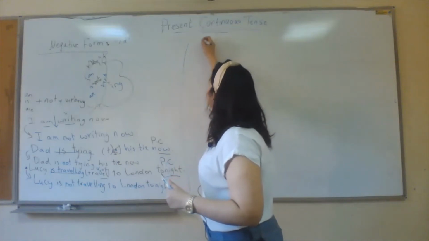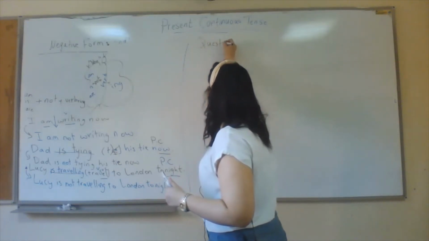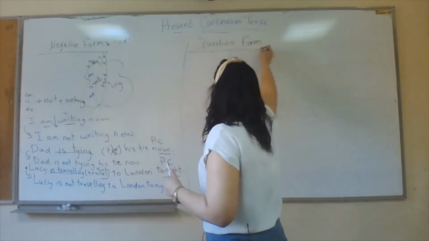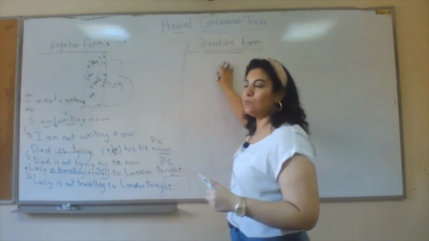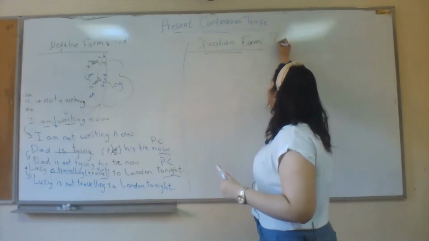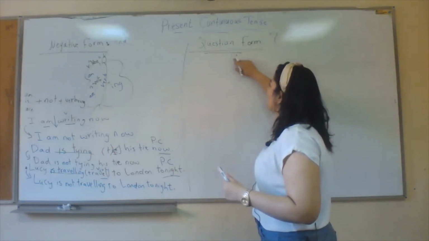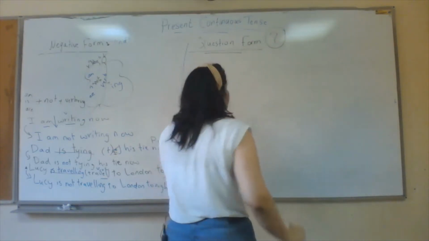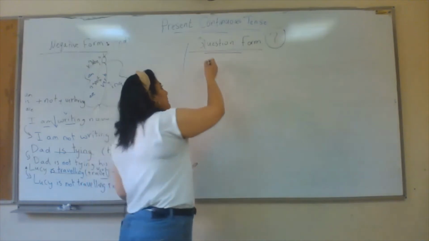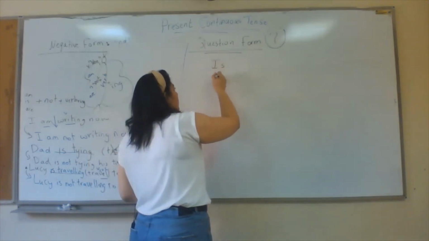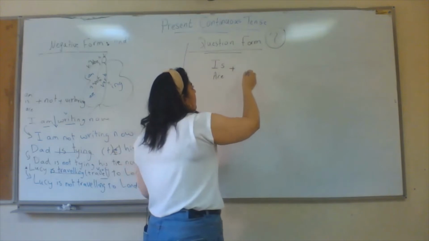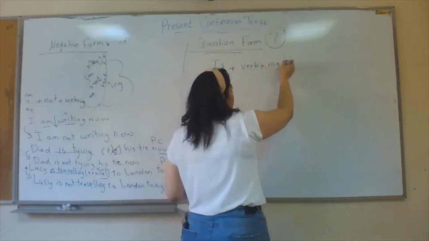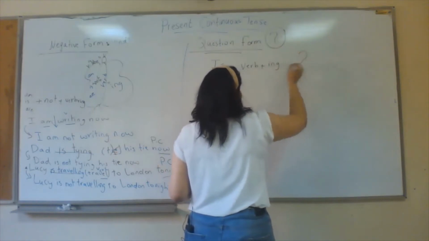Here, I'm going to start that question. Four. The question form: I will ask a question. And don't forget, when I write a question, I'll end with a question mark. Here is how I'm going to do it: is or are plus verb plus ing, the rest of the sentence, and a question mark.